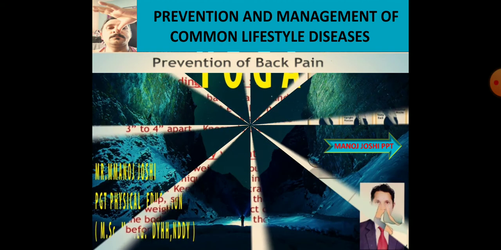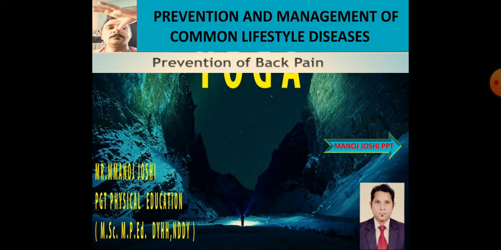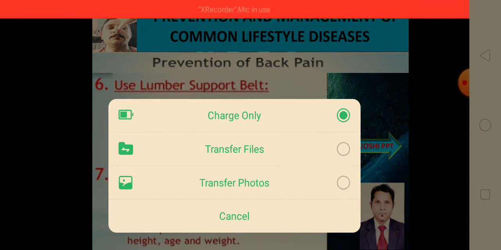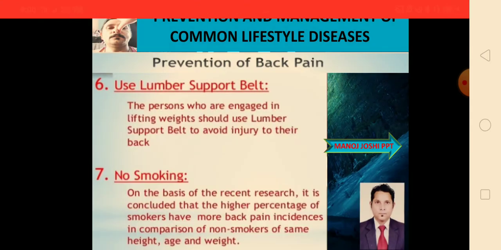Then another measure we will see here, use lumbar support belt. Lumbar support belt is used at the site of the lumbar spine. The person who is engaged in lifting weight should use a lumbar support belt to avoid injury to their back.